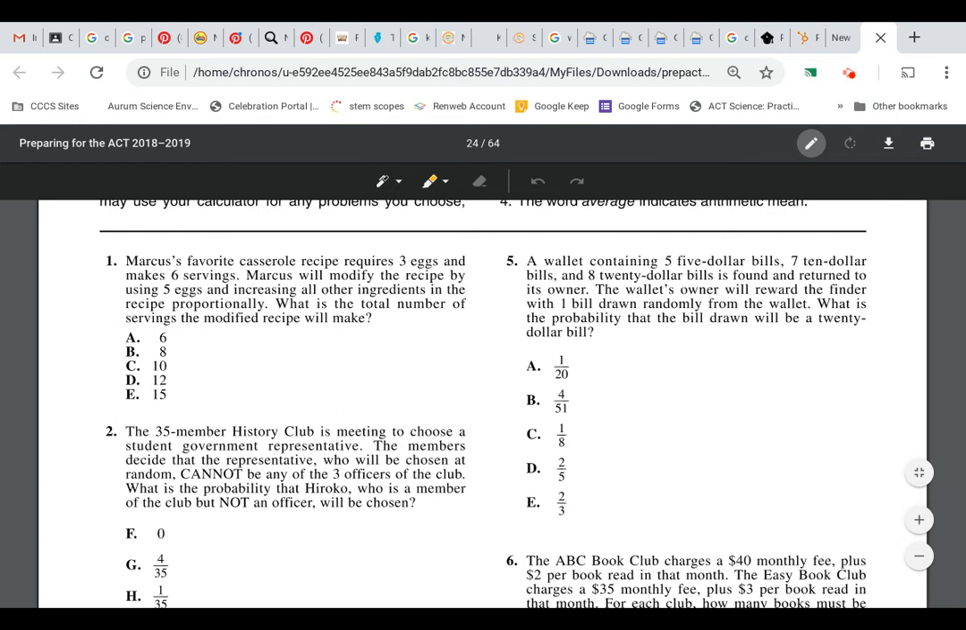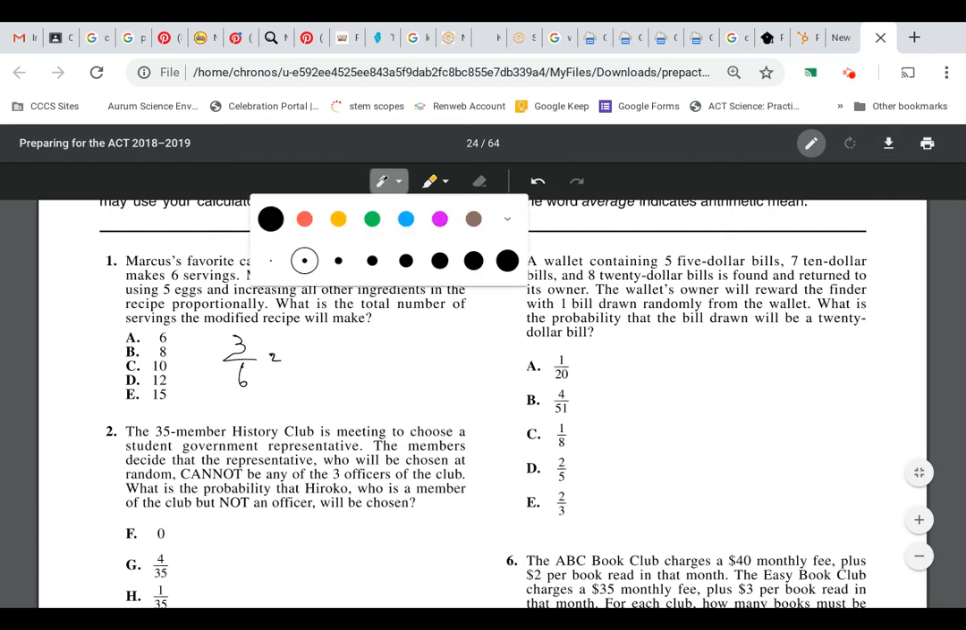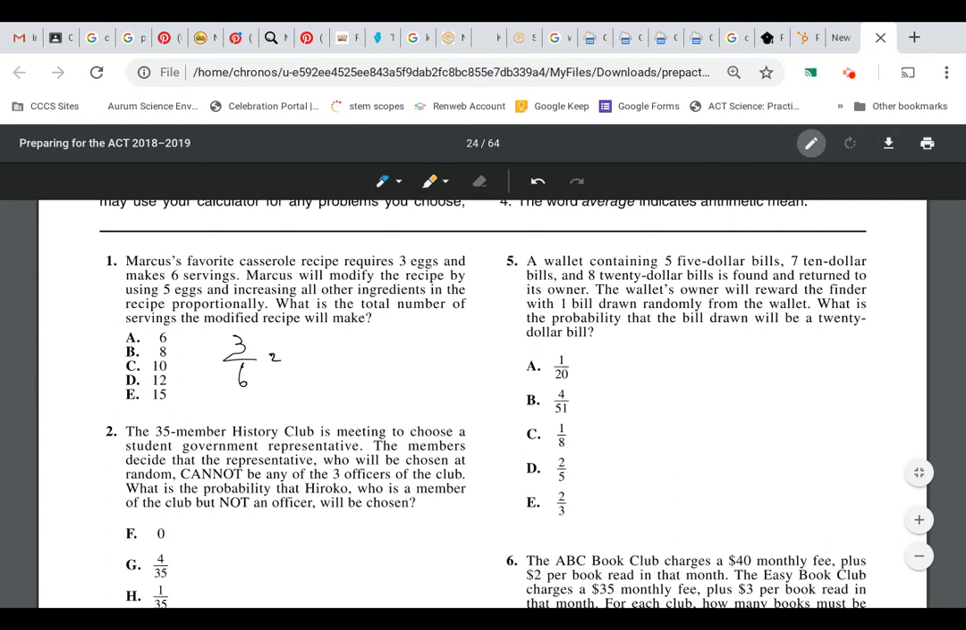So our ratio is every 3 eggs will give you 6 servings. So 3 to 6, right? So now you have 5 eggs. How many servings are you going to make? 3 to 6 is equivalent to 5 to x. Then you cross multiply. So 3x equals 30, x equals 10. Your answer is C.